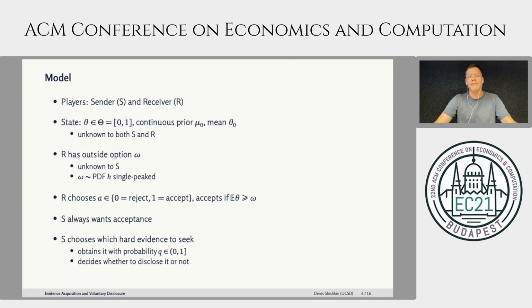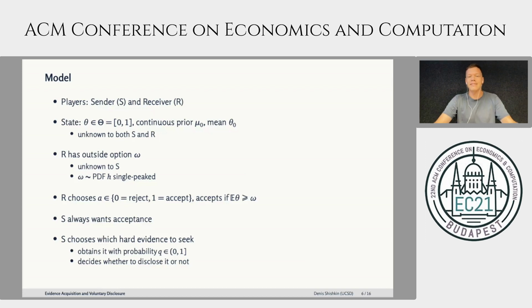At the core is a variation of a standard sender-receiver game. At the beginning, both players are uninformed about the state and share some continuous prior mu naught with the mean theta naught. The receiver has an outside option omega that is unknown to the sender, who believes that it is drawn from some continuous distribution with a single peak density. The receiver takes a binary action, say accept or reject a project, and the sender always wants acceptance, while the receiver accepts if his posterior mean is above the outside option.